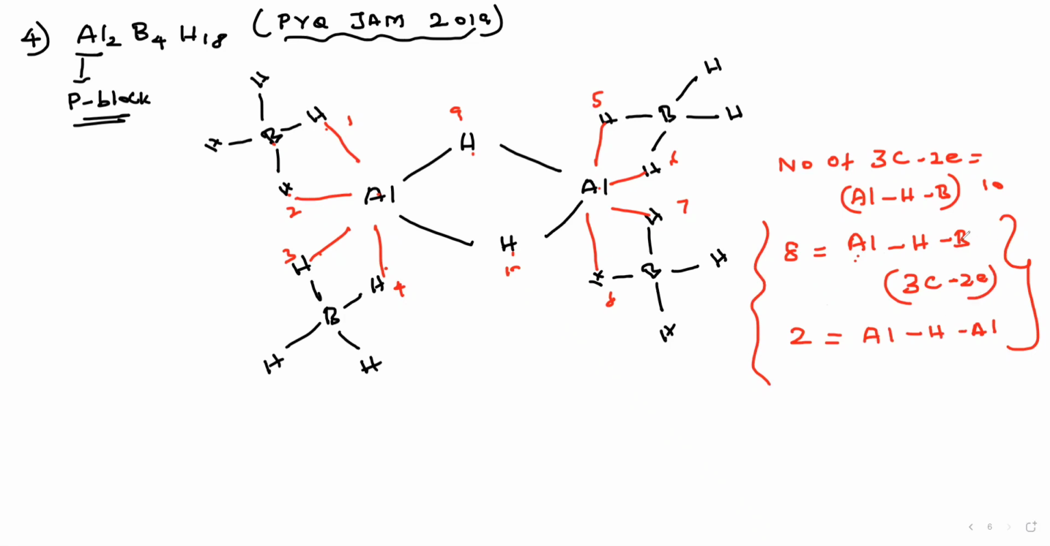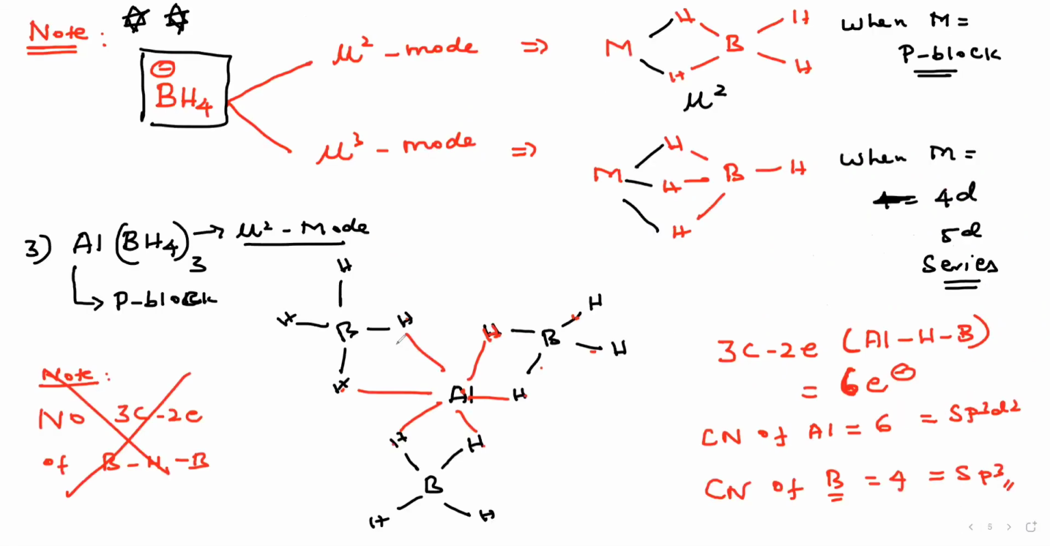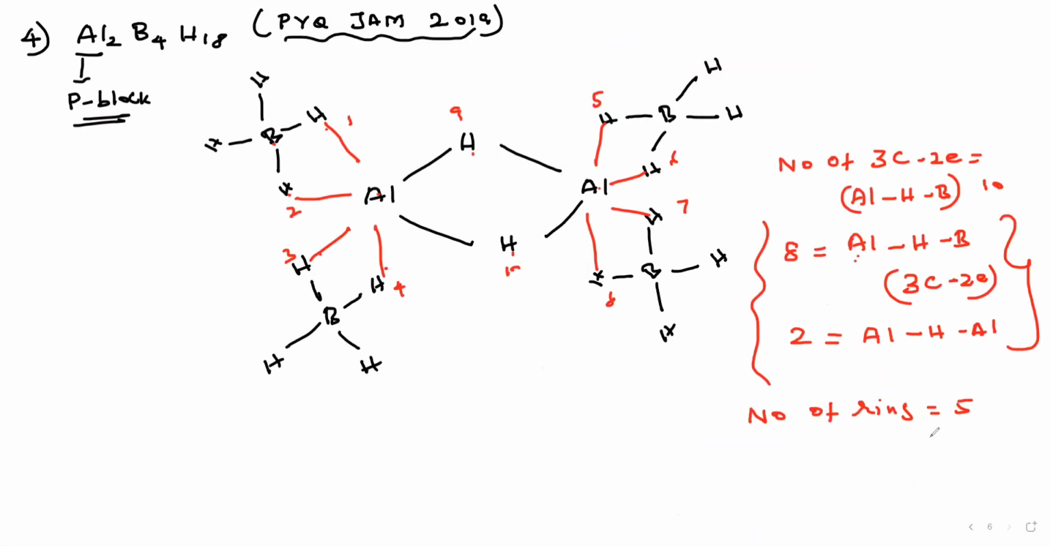Very, very important. What is the number of rings? 1 ring, 2 ring, 3 ring, 4 ring, 5 ring. Please note, very important. The number of rings, the answer is 5. Now in this, what is the number of rings? 1, 2, 3. The number of rings is equal to 3. This is also very important. Understand? Very simple, right?